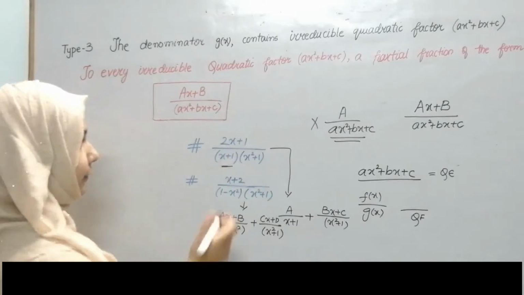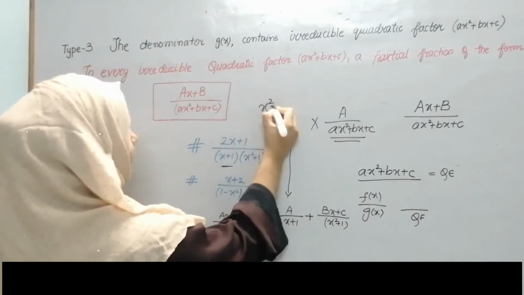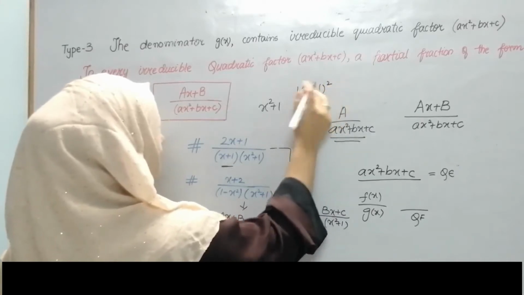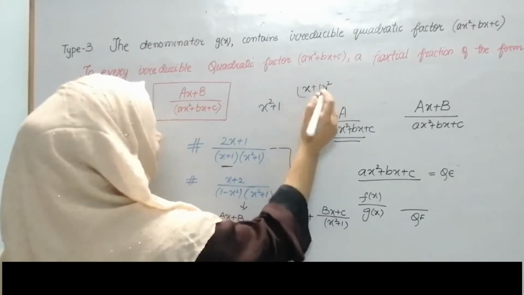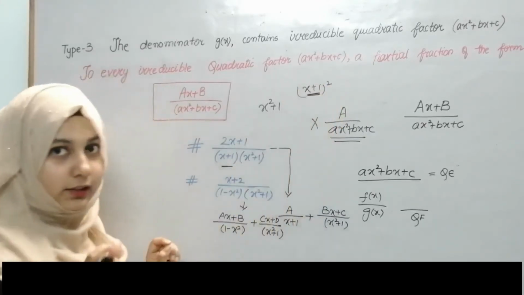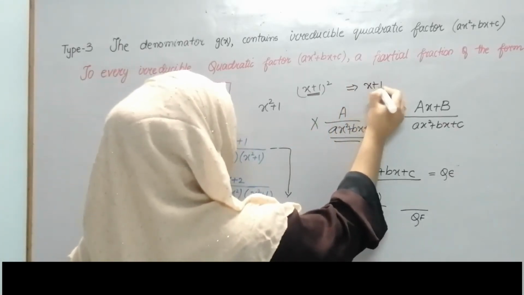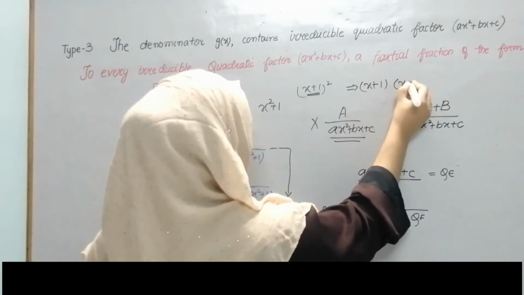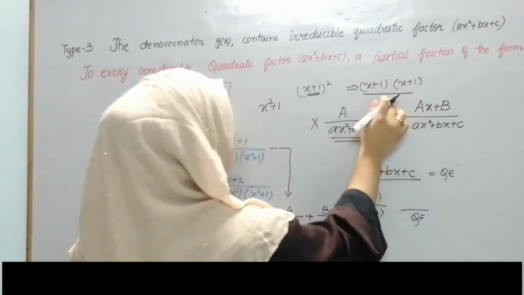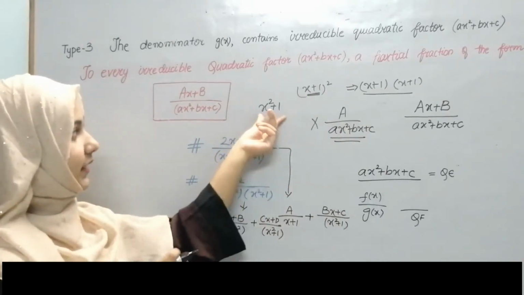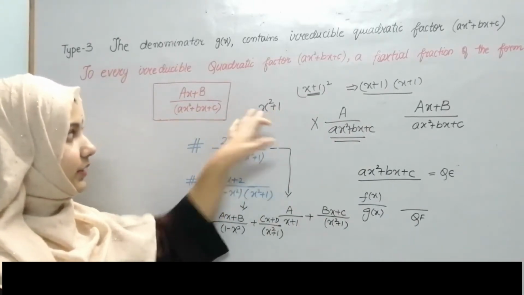Don't get confused between x square plus 1 and x plus 1 whole square. Here x plus 1 is a term which is repeating twice. It's like x plus 1 into x plus 1. X plus 1 is repeating twice. But this is not the case here. Here it is a quadratic equation.